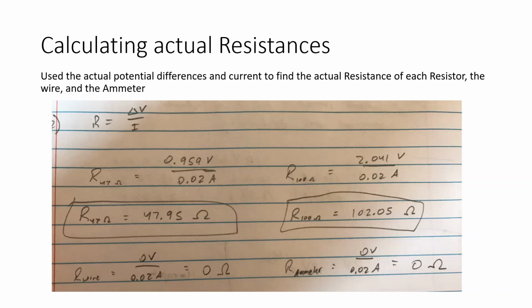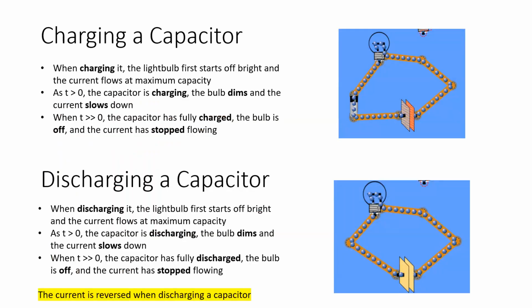So when we wanted to calculate the actual resistances, we could use the delta V values that we found across the different ohm resistors and across different parts of the wire, and we could use I, the current, which is the same for all the different components. We found that the R of the 47 ohm resistor was actually 47.95 ohms, and the resistance of the 100 ohm resistor was actually 102.05 ohms. But the R of the wire is going to be 0 ohms because there's 0 volts potential difference, and the R of the ammeter is also going to be 0 ohms because, like we discussed, there's no resistance in the ammeter for the simulation. So then we wanted to observe charging a capacitor.